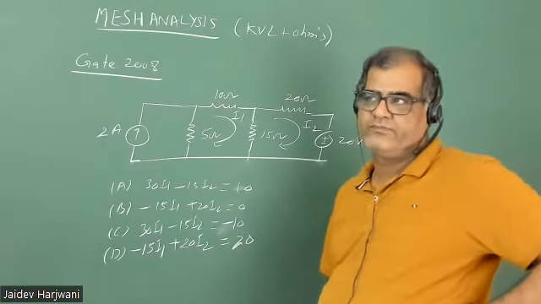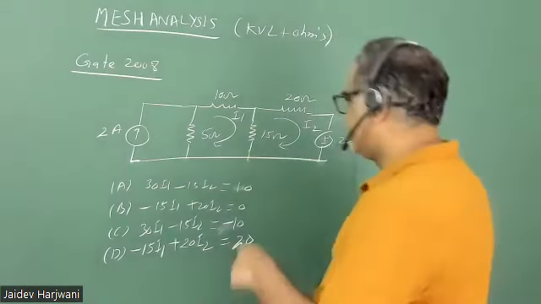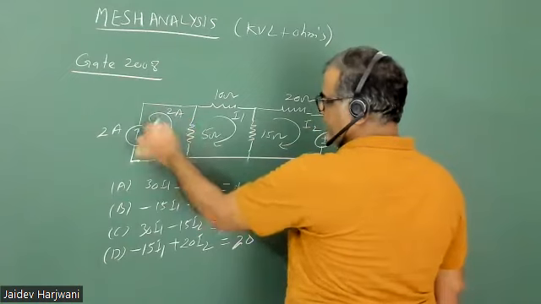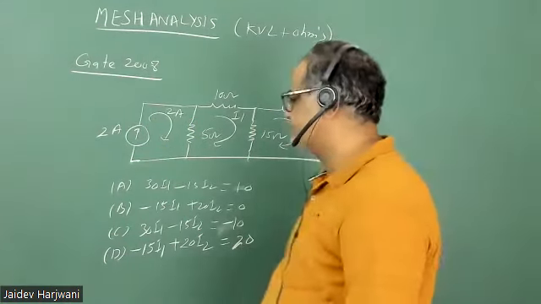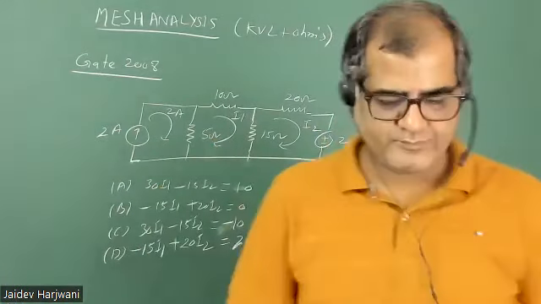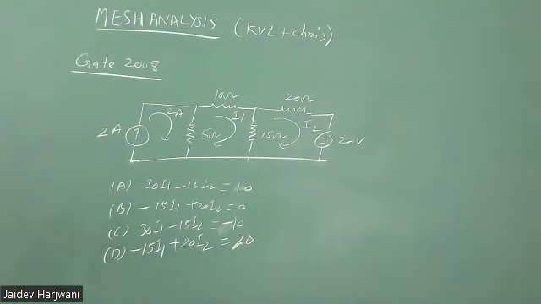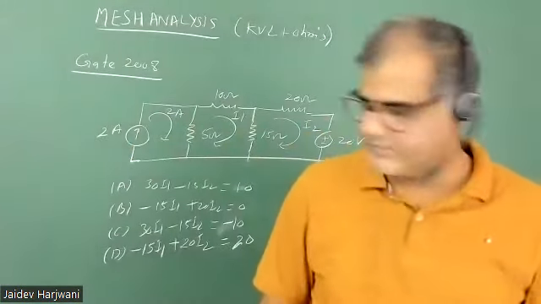So you have to follow the method. You have to assign the current in each loop. So here you have assigned I1, here I2. Here no need to assign, because in this loop you can assume the current is 2 ampere, because a fixed source is given. Now I'm giving you 2 minutes. Solve and tell me what is coming. Okay, so let us solve this problem.